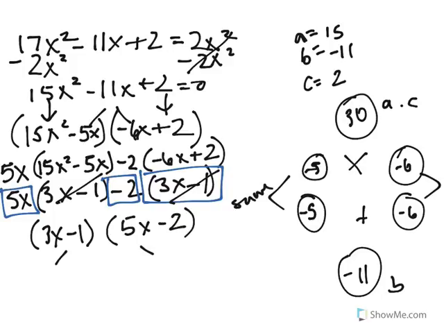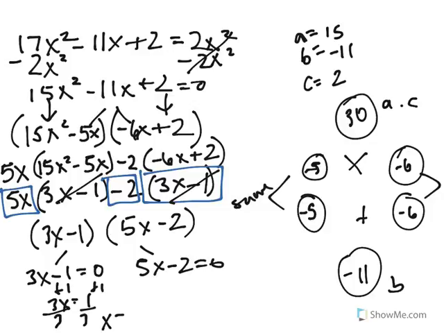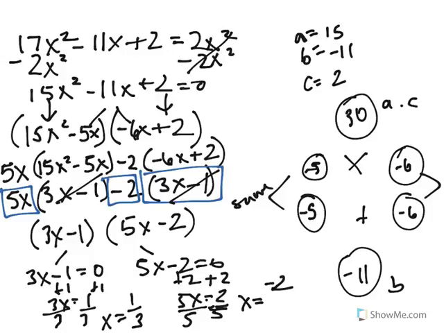Set both factors equal to 0. We get 3x minus 1 equals 0 and 5x minus 2 equals 0. Solve them one at a time. Plus 1, we get 3x equals 1, divided by 3, divided by 3, x equals 1/3. Now on this side we have plus 2, plus 2. 5x equals 2, divided by 5, divided by 5. x equals negative 2... Oh, that's a positive. I'm so sorry. x equals positive 2 over 5. And those are our two answers.